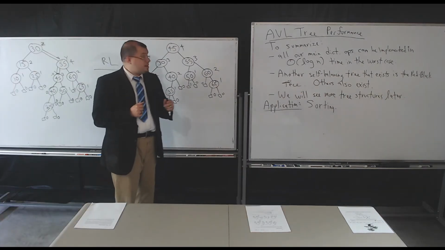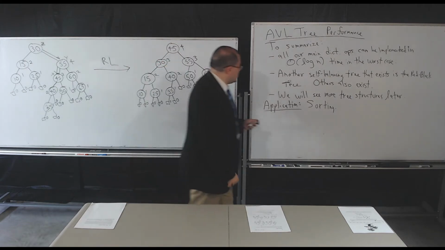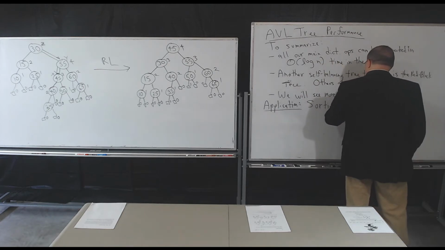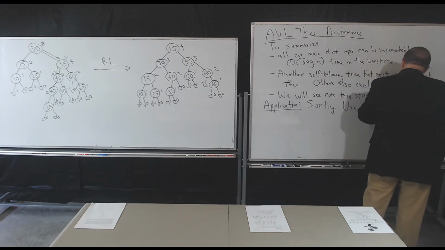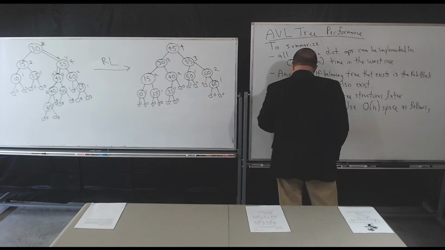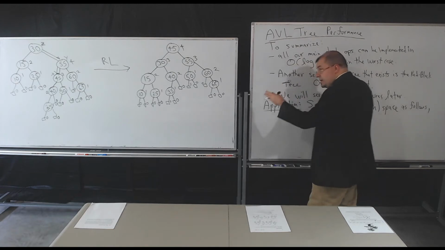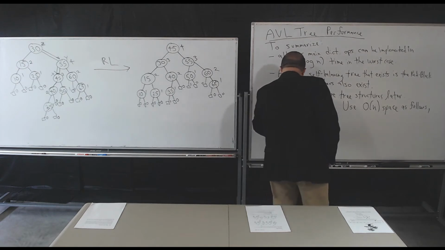So one last thing we're going to discuss is an application of an AVL tree. There's many things you can do with an AVL tree. One that you have is sorting. So we can just use big O of n space as follows. You're just going to perform n insertions. So you build the tree, you create an empty tree, then you perform n insertions. And then you're just going to apply an in-order traversal.